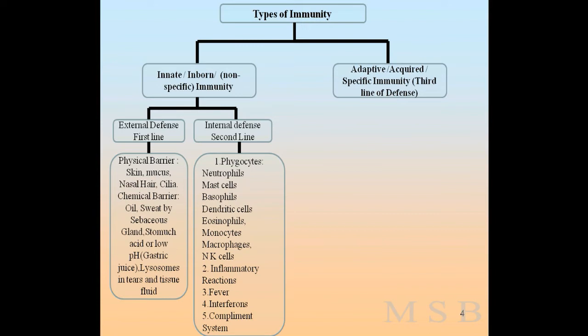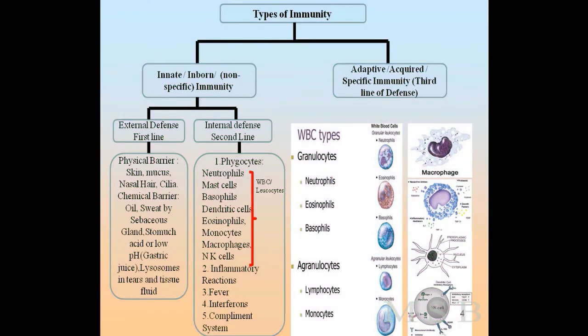So the internal defense, or the second line of defense, has main components such as phagocytes, neutrophils, mast cells, basophils, dendritic cells, eosinophils, monocytes, macrophages, natural killer cells, inflammatory reactions, fever, interferons and the complement system. This diagram shows the different kinds of WBCs. Let's talk about the different types of cells in the innate immune system and look at their functions. The first one is the neutrophil.